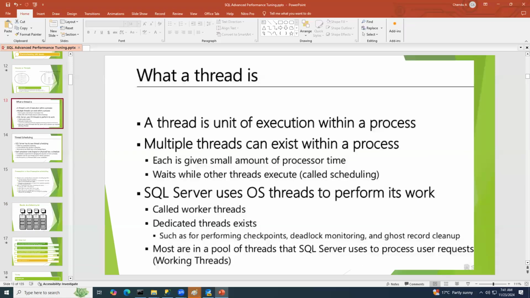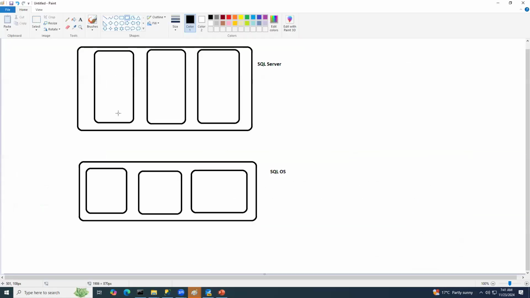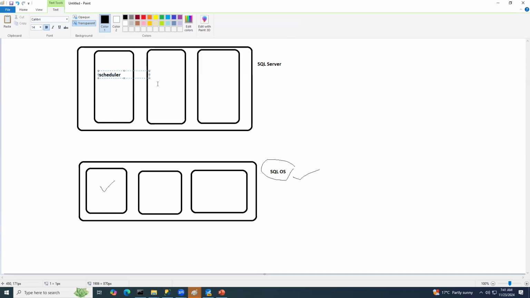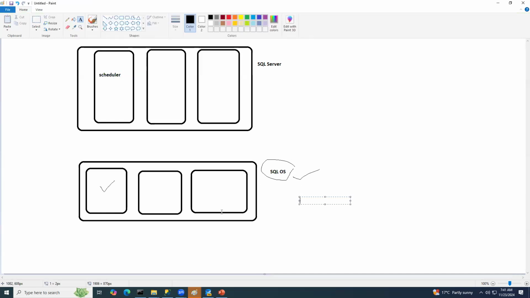You might have a question. Since we have an operating system, and Windows manages the CPU, why do we even require a scheduler? What is the purpose of a scheduler when there is a Windows operating system?